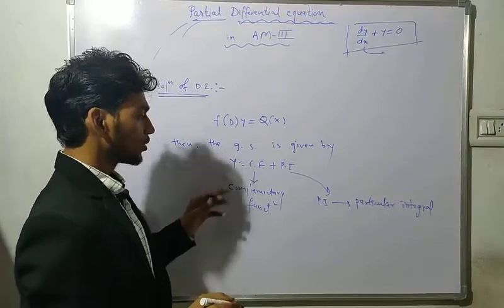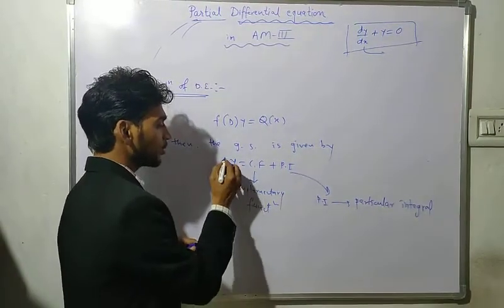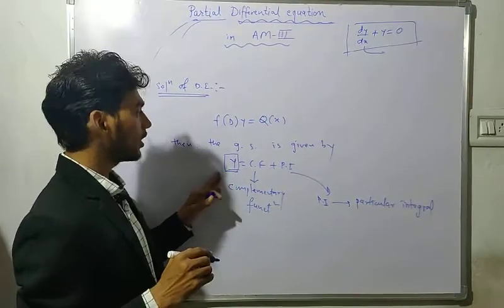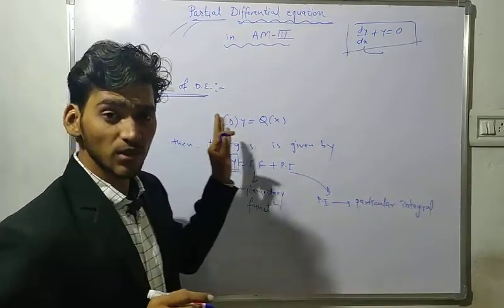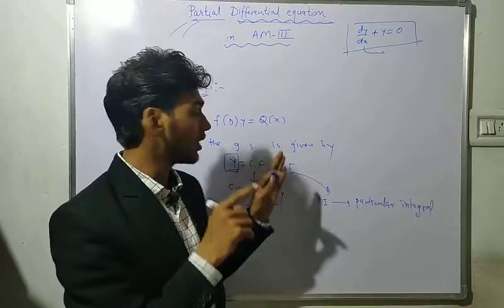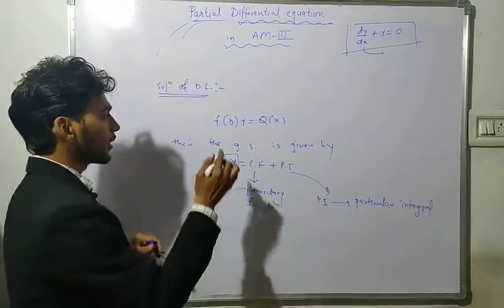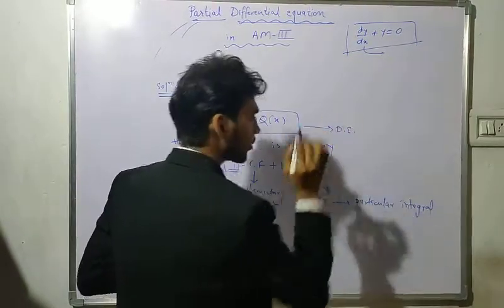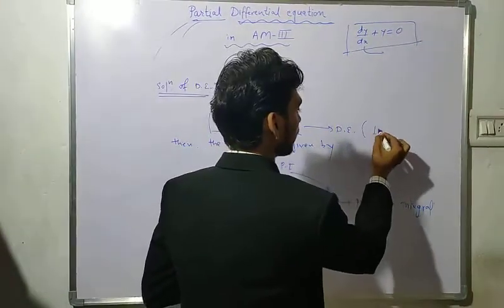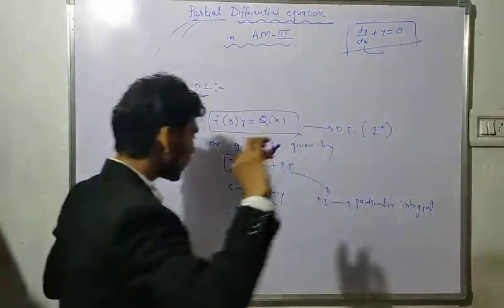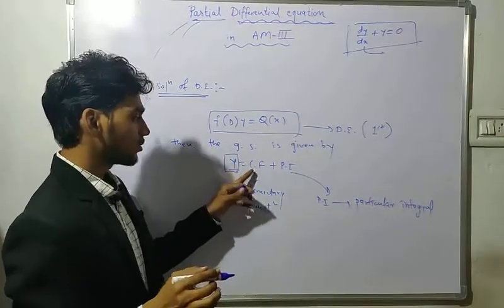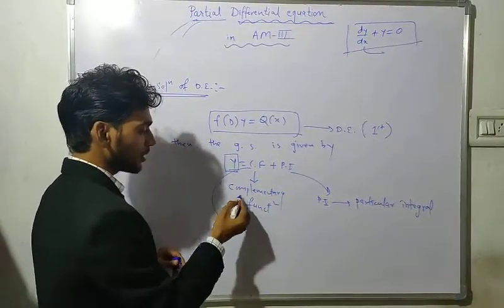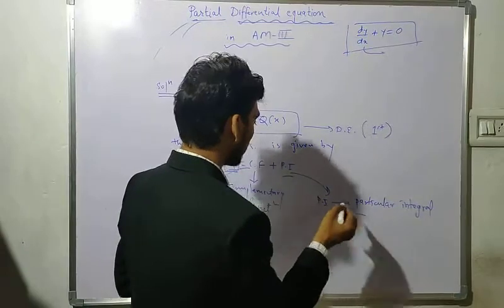So in order to find the complete general solution, that is the solution for the dependent variable y, that is the case of the differential equation that we learned in first year. So don't mix that. This is an ordinary differential equation that we have learned in first year. The solution is y equal to CF plus PI. It means the solution has two parts: the complementary function and the particular integral.